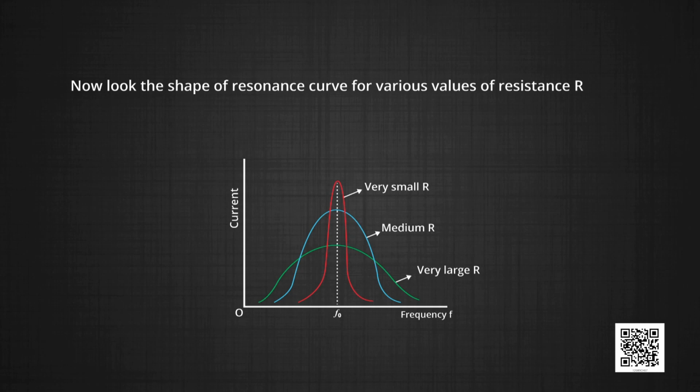Now, here look at the shape of resonance at different values of R. As we see in the graph, the lower the value of R, the greater the peak value. If we decrease R, we can say that the sharpness of resonance increases.